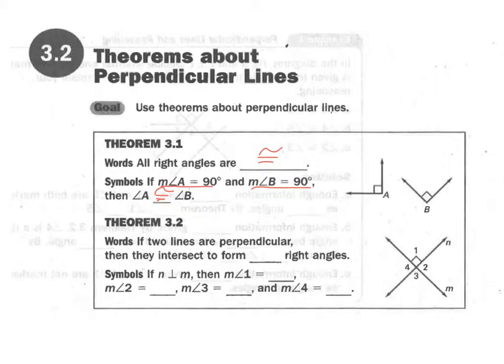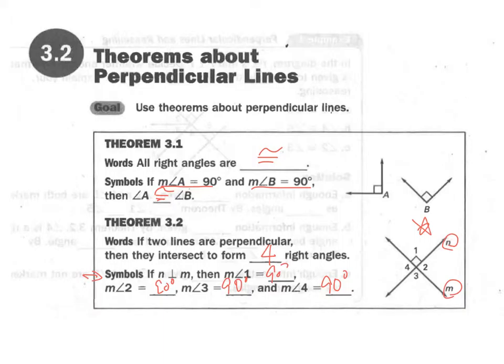Theorem 3.2: if two lines are perpendicular, then they intersect to form four right angles, as you see here. 1, 2, 3, 4. These angles here are all right angles. And if we write it in mathematics, it's written right here. It says that if n is perpendicular to m, those are the two lines they're referring to, then angle 1 is 90 degrees, angle 2 is 90 degrees, angle 3 is 90 degrees, and angle 4 is also 90 degrees.